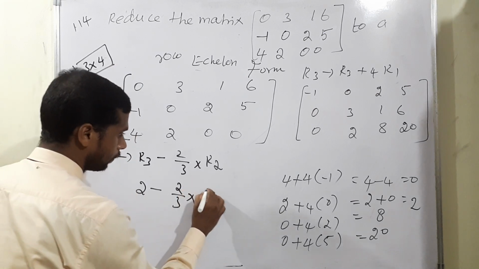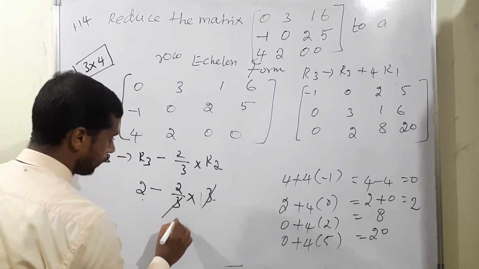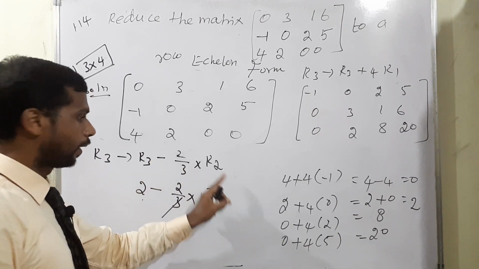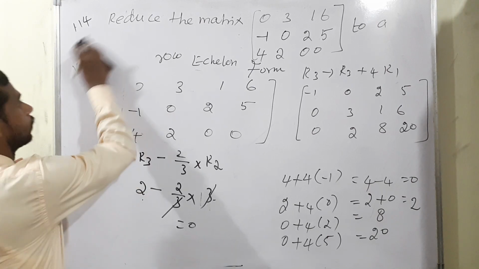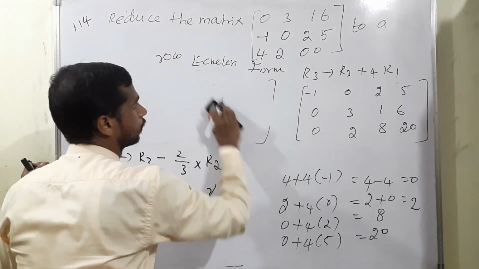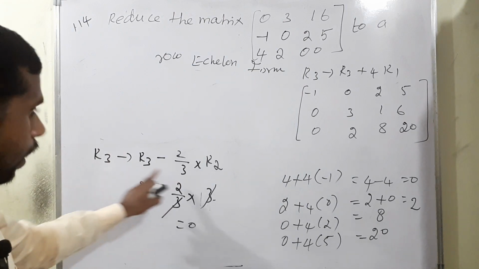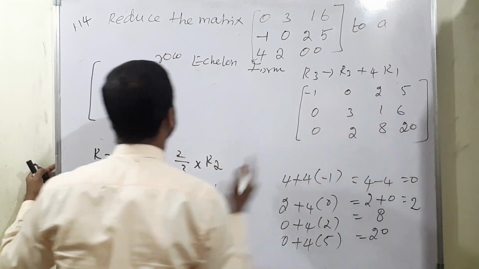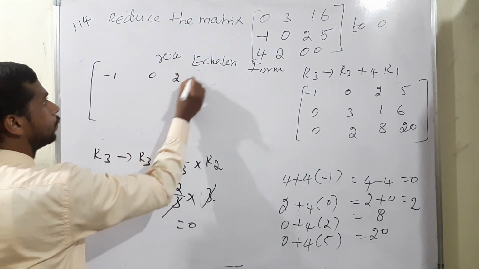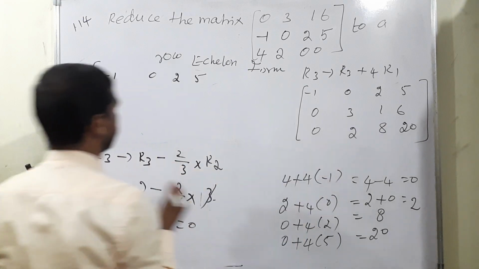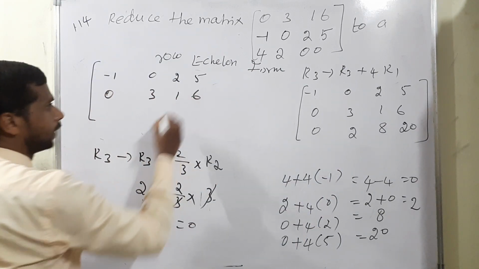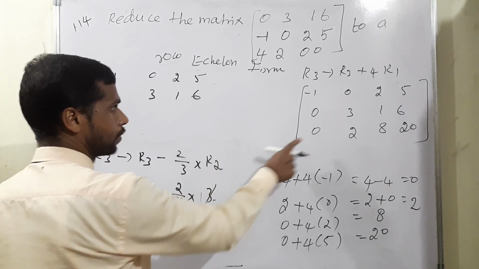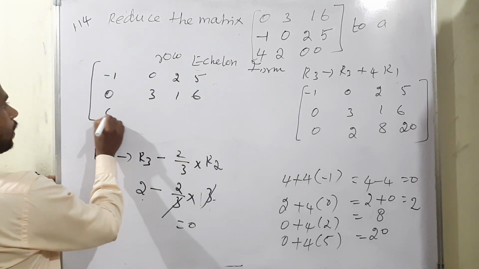Now 3 cancel. So 2 minus 2 value will be 0, no? So its proof is correct now. So what we have to do: R3 minus 2 by 3 into R2. So therefore R1, R2 as it is. What is R1? Minus 1, 0, 2, 5. And 0, 3, 1, 6. So next one, R3 means R3 minus 2 by 3 R2. Comparing 0 means definitely value will be 0.